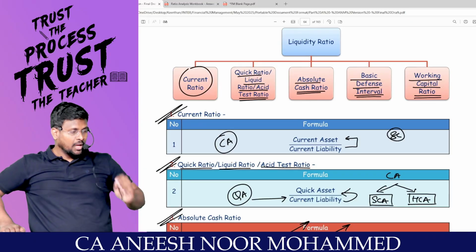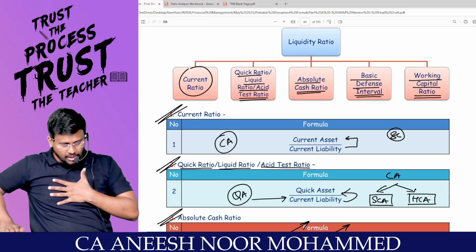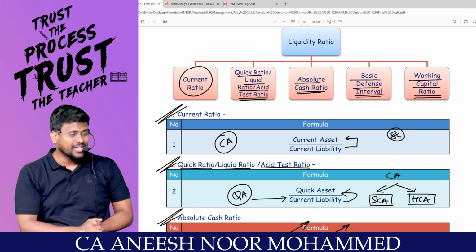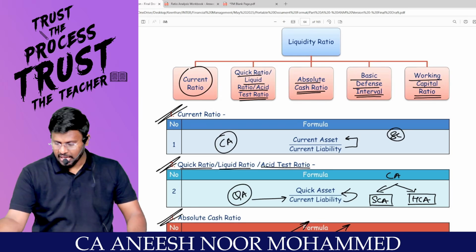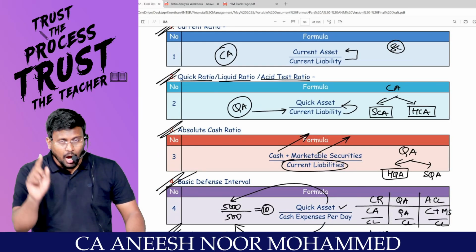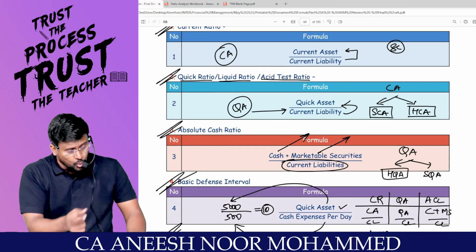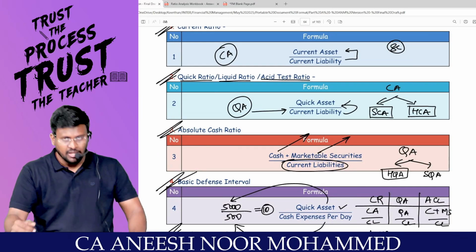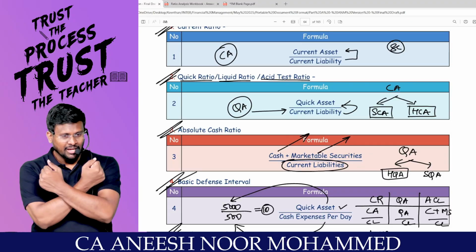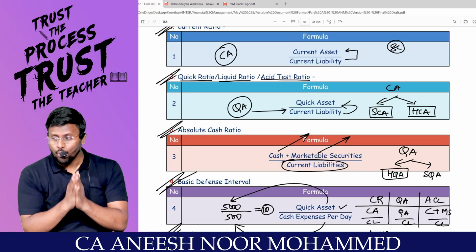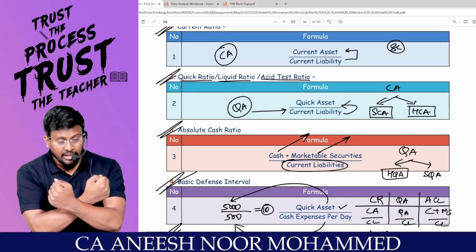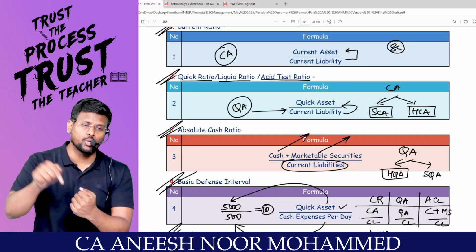Current ratio: how much current assets I am having to meet the current liabilities. Quick ratio: how much quick assets I am having to meet the current liabilities. Absolute cash ratio: how much cash and marketable securities I am having to meet the current liabilities. Basic defense interval: quick assets divided by cash expenses per day. That means how many days I can survive even if not even 1 rupee comes into my business.